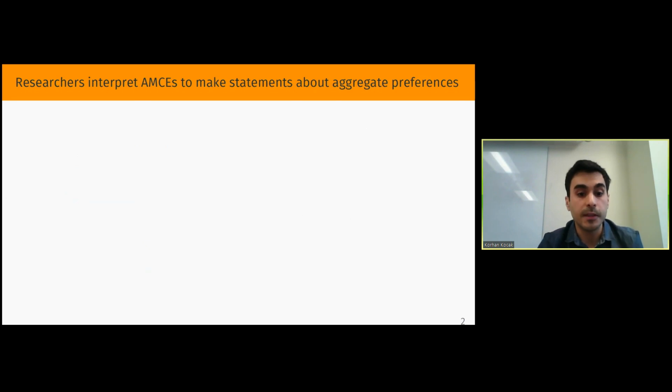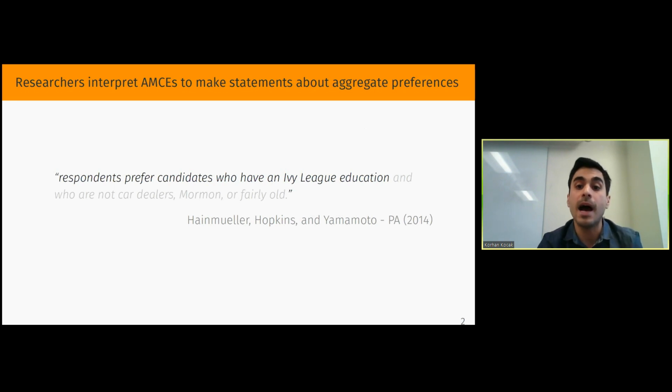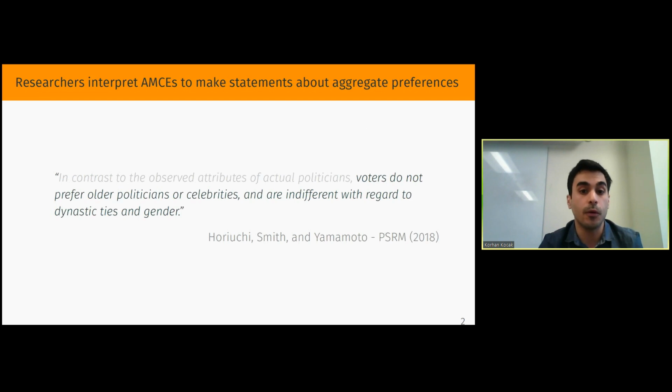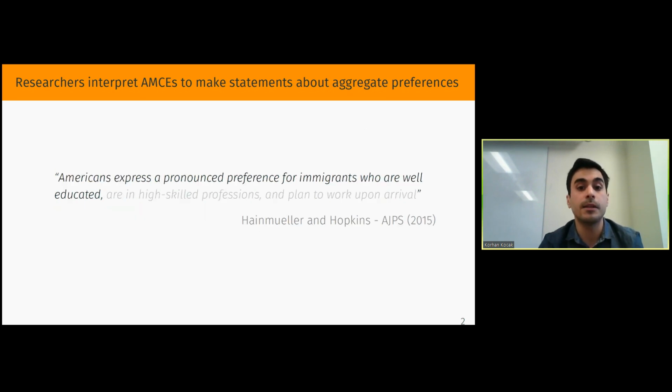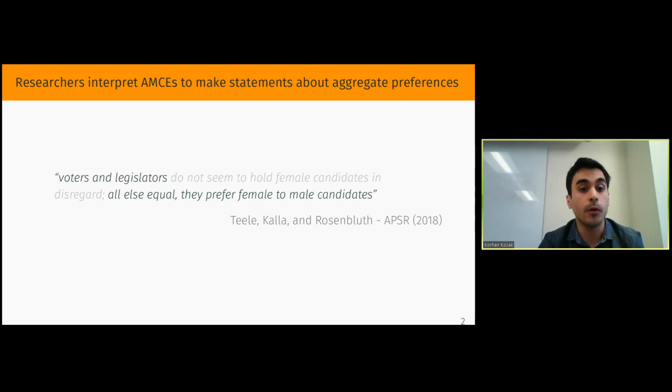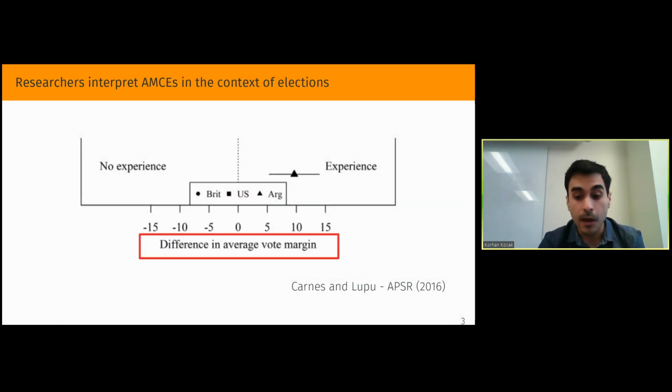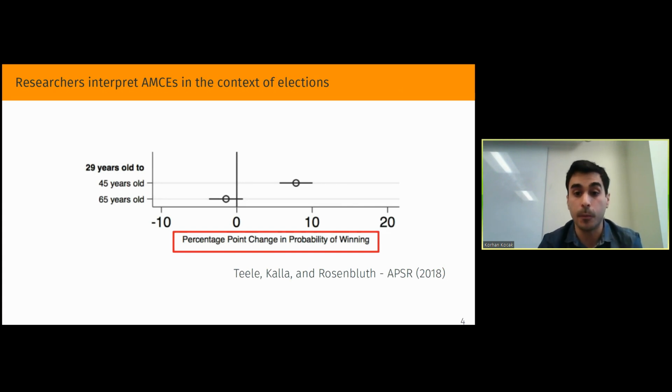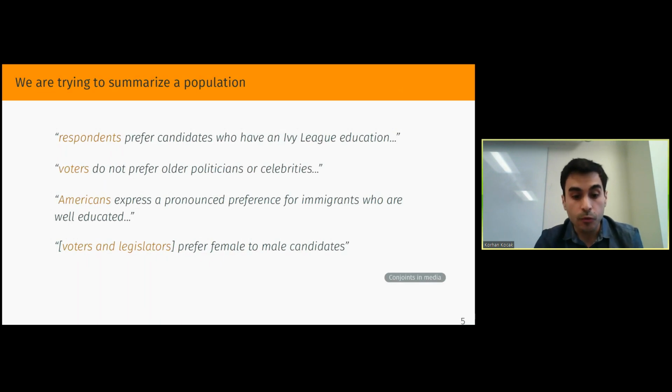When researchers run conjoint experiments and derive AMCEs, they often interpret them to make statements about aggregate preferences, to make statements such as respondents prefer candidates who have an Ivy League education, or voters do not prefer older politicians or celebrities and are indifferent with regard to dynastic ties and gender, or Americans express a pronounced preference for immigrants who are well educated, or voters and legislators, all else equal, prefer female to male candidates. Some researchers interpret these AMCEs also in the context of elections by referring to them as a difference in average vote margin or a percentage point change in the probability of winning an election. So, what researchers try to do here is to summarize some population preference.